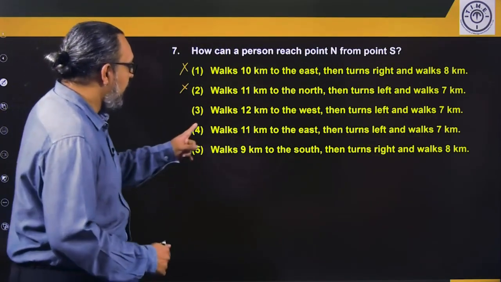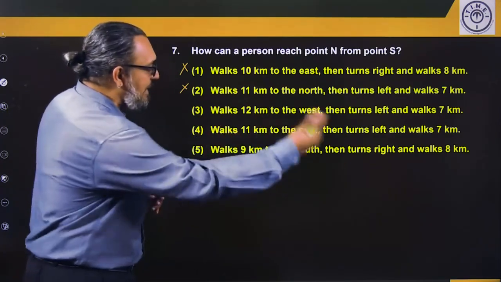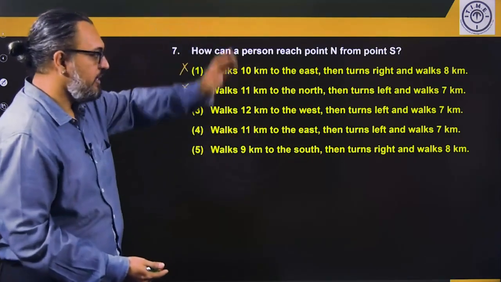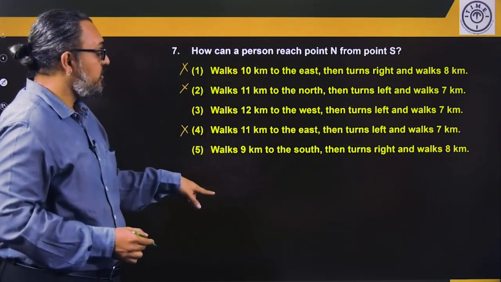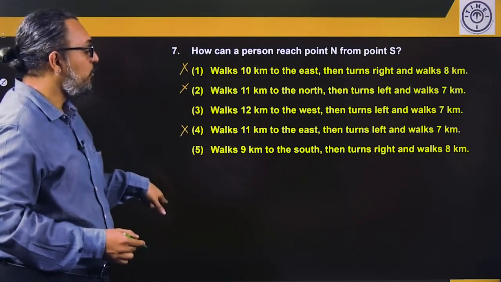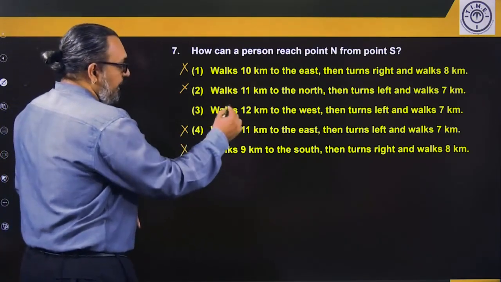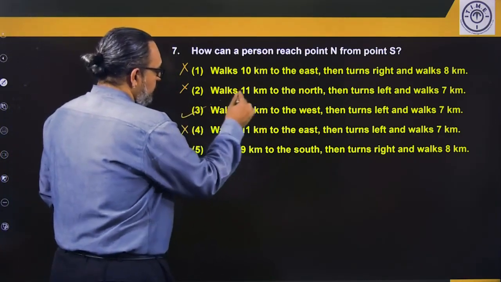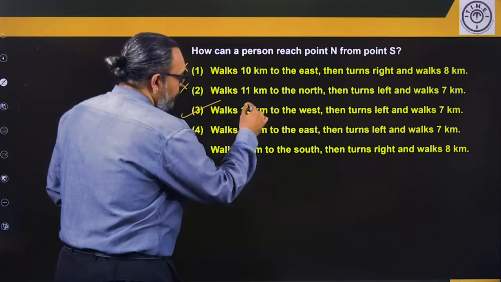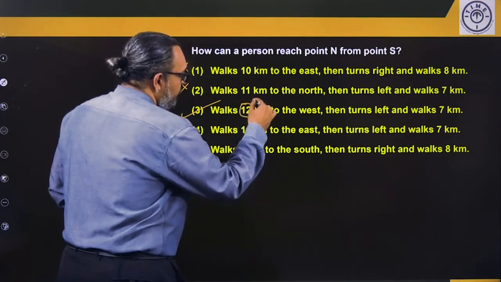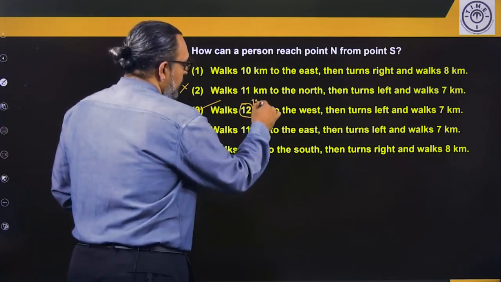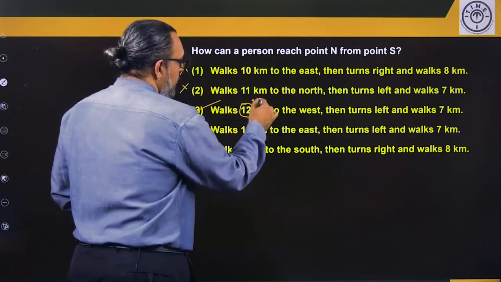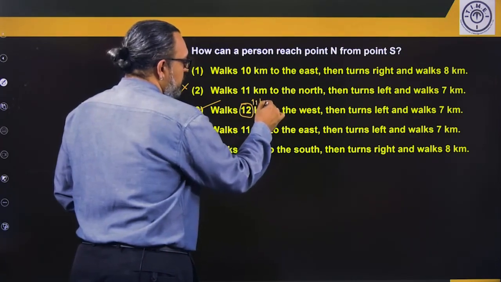Okay. Then walks 11 kilometers east, turns left means he is moving north. So, this is not correct. Then walks 9 kilometers south, turns right and 8 kilometers, no. So, here instead of 12, I believe it should have been 11 kilometers. Okay. So, take it as 11 kilometers.